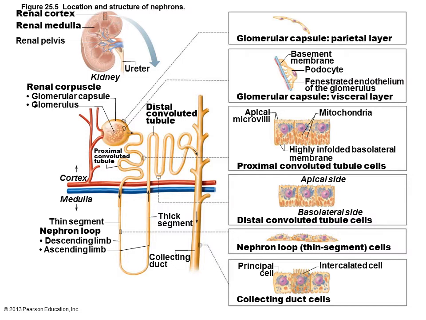The descending limbs consist of simple squamous epithelium, and the ascending limbs are normally cuboidal to columnar cells. The distal convoluted tubules are cuboidal cells with very few microvilli, and their function is a lot more in secretion than absorption.